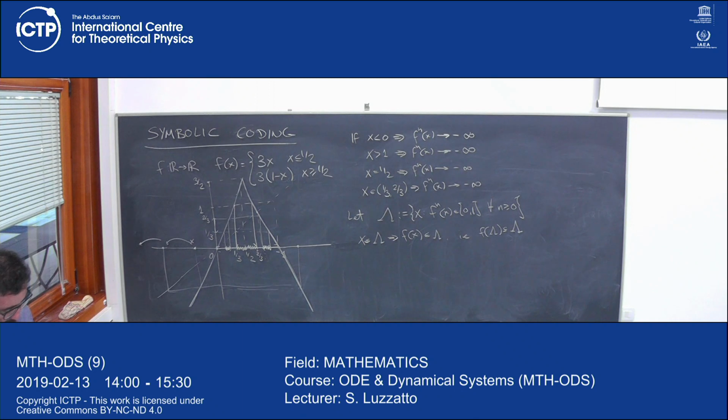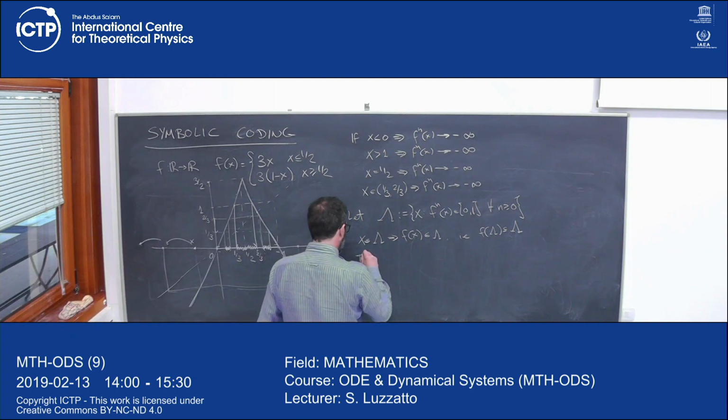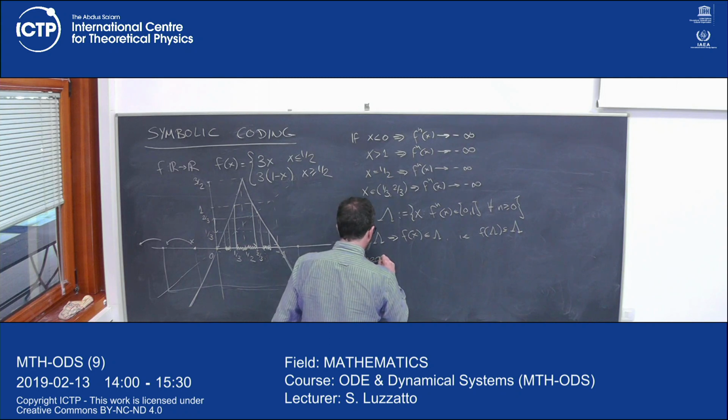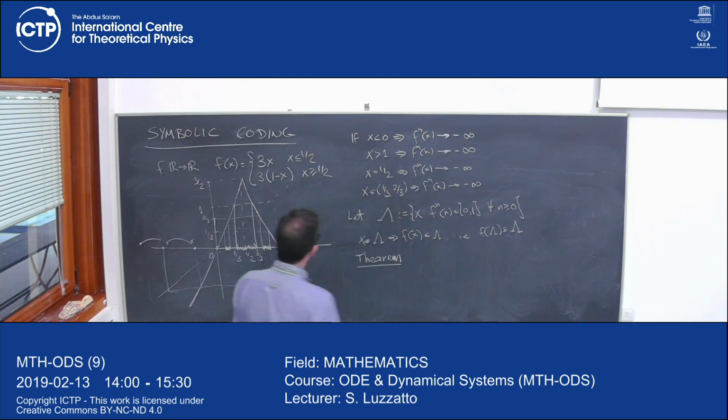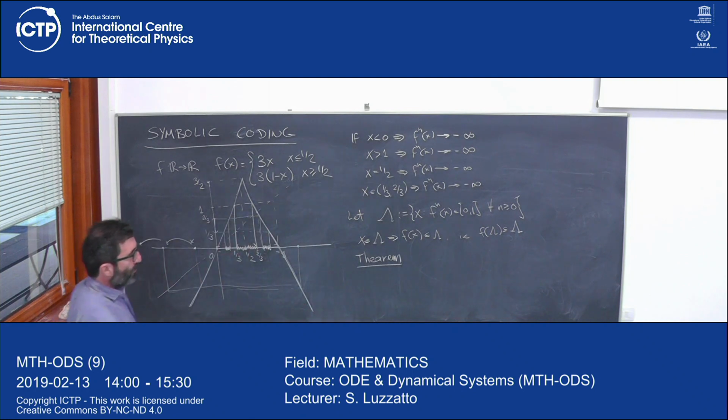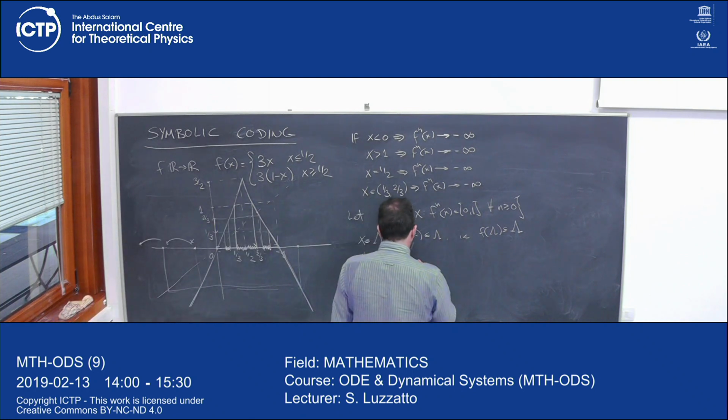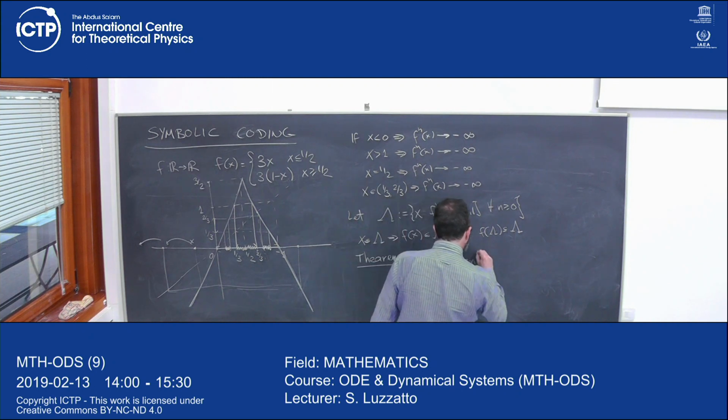Actually, let me write the theorem, maybe. Maybe I will write the theorem. So, the theorem that we're going to prove is that the structure of lambda is that lambda is a Cantor set, as some of you recognize.